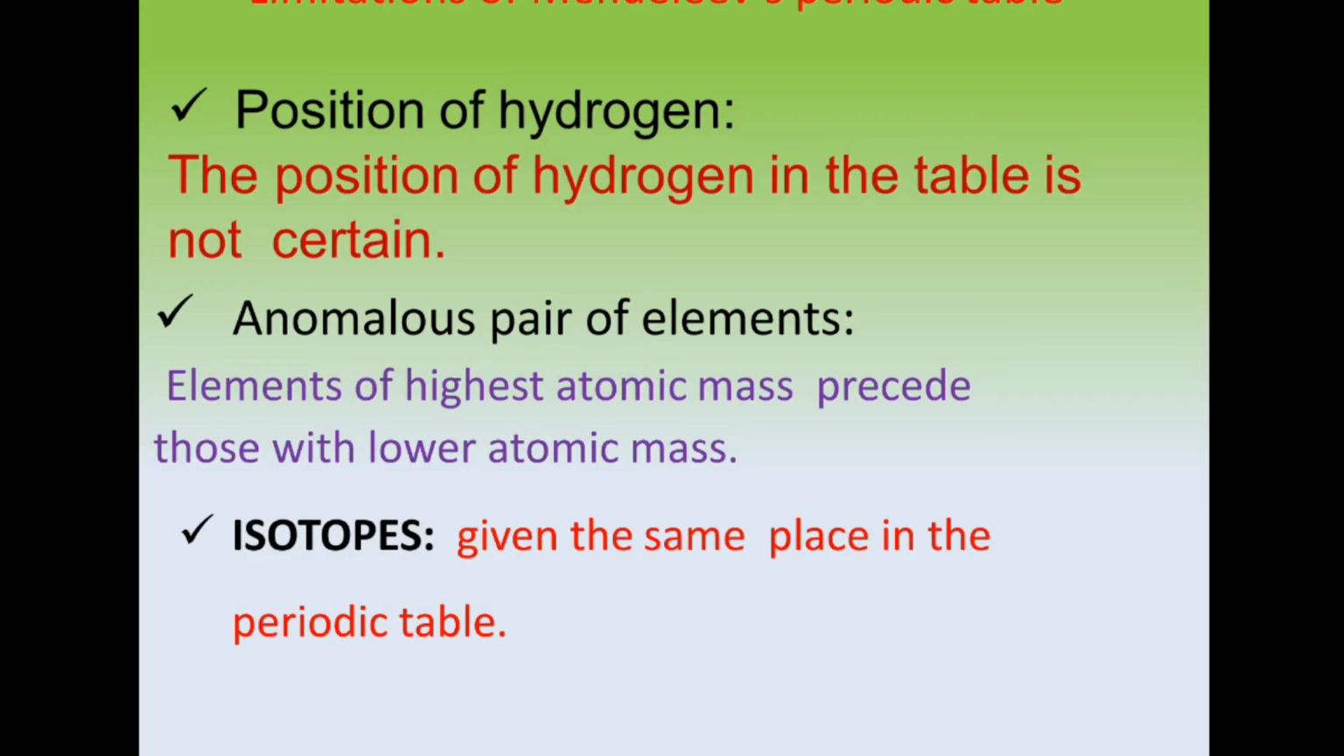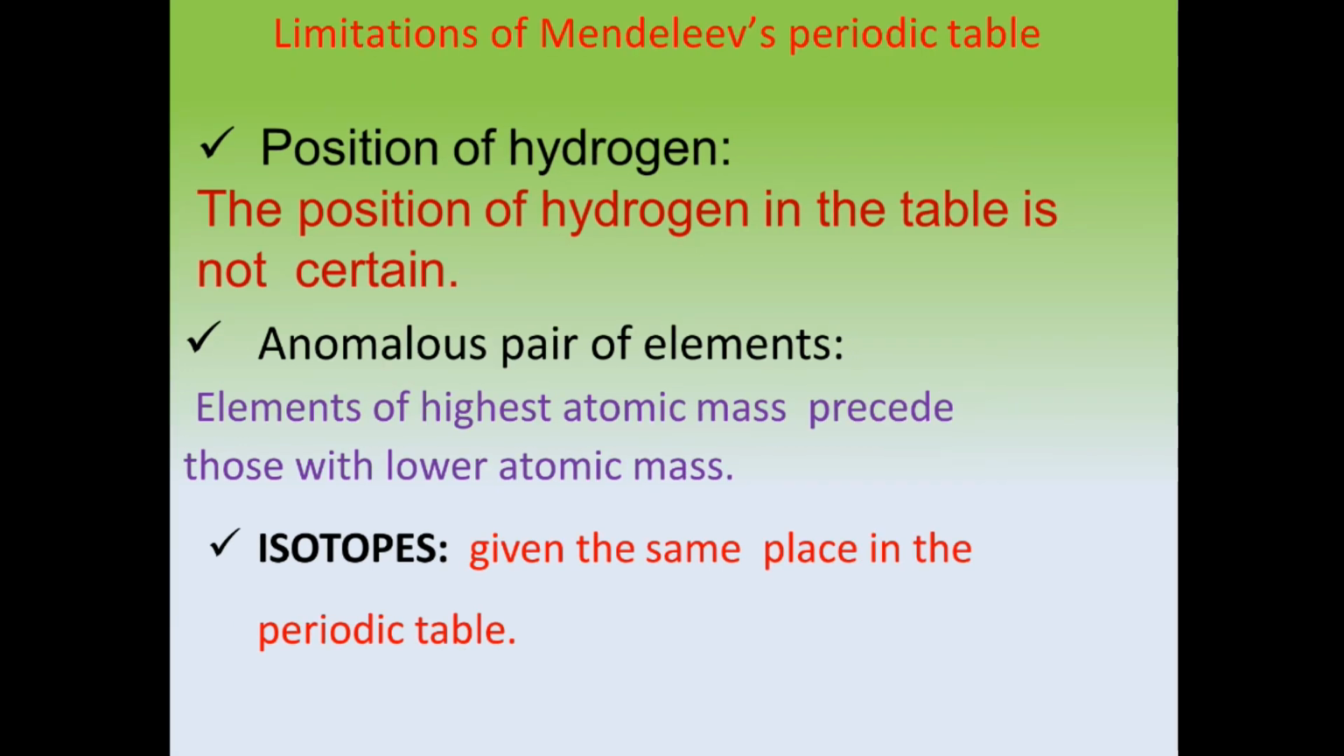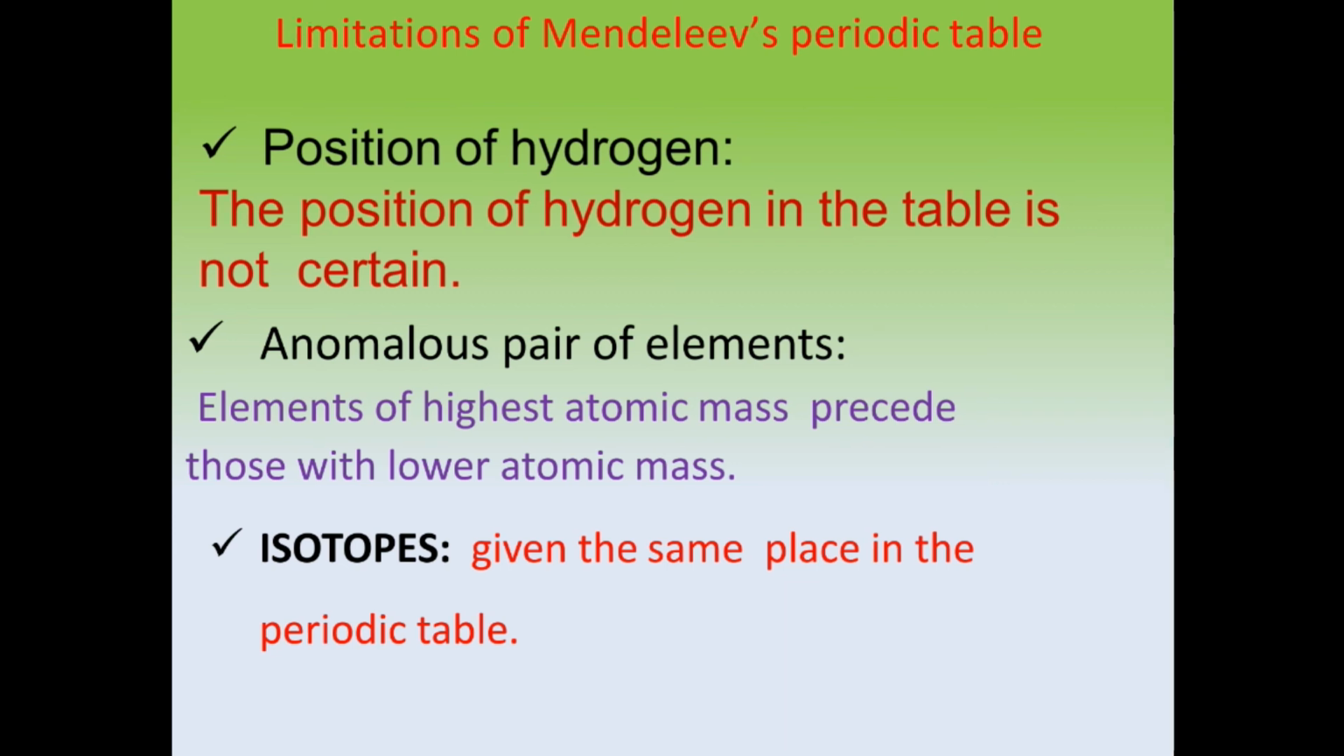These are the limitations. First is the position of hydrogen. Hydrogen has the properties of both metals and non-metals, so it did not find a proper place in Mendeleev's periodic table. Second is anomalous pairs of elements. For example, cobalt and nickel, where cobalt has a higher atomic mass compared to nickel but was placed before nickel. Third is the discovery of isotopes. Do you know what isotopes are? Those are the elements having similar chemical properties but different atomic masses. They did not find a place in Mendeleev's periodic table.